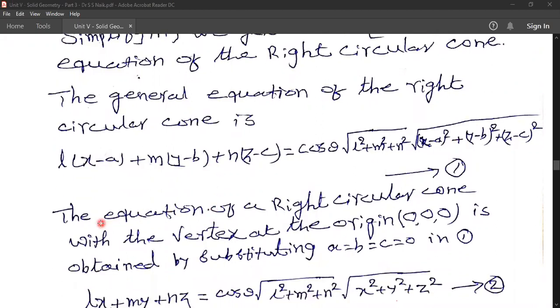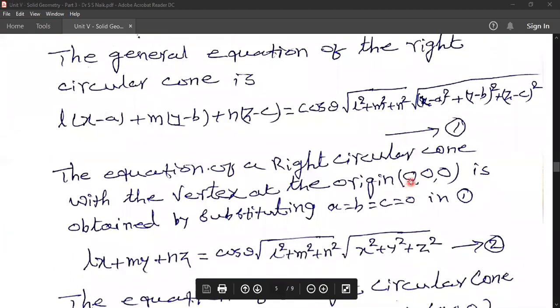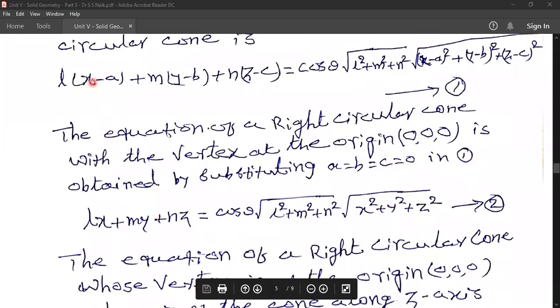Then the equation of a right circular cone with the vertex at the origin. So say for example, when the vertex is instead of a, b, c at 0, 0, 0, then replace this a, b, c by 0, 0, 0 in equation number 1. Then what we get? So this a will get cancelled, b will get cancelled, and c will get cancelled. They become 0. So I'll get on the left hand side Lx plus My plus Nz. What will be on the right hand side?